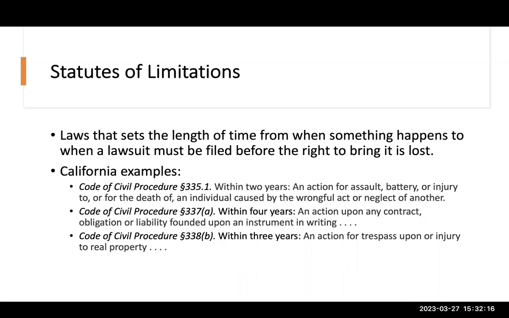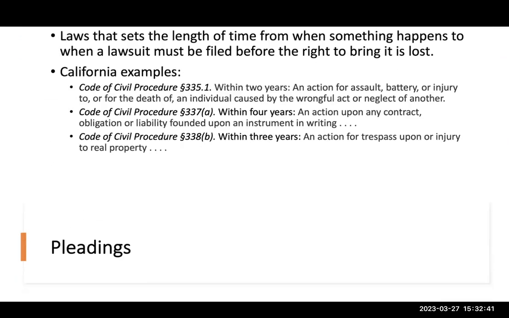You'll note that the statutes of limitations are contained in the California Code of Civil Procedure. And again, these are just three of many, many examples of statutes of limitations. Again, if a complaint discloses on its face that an action is barred by the statute of limitations, a demurrer would be a proper way to attack the complaint.